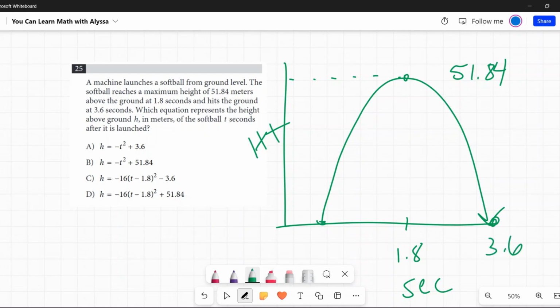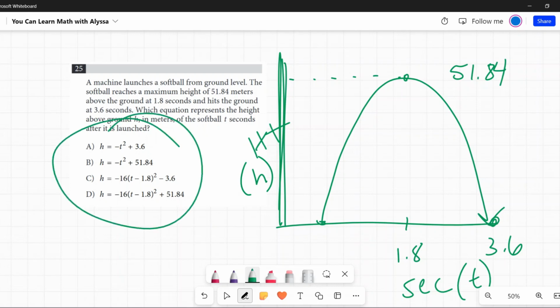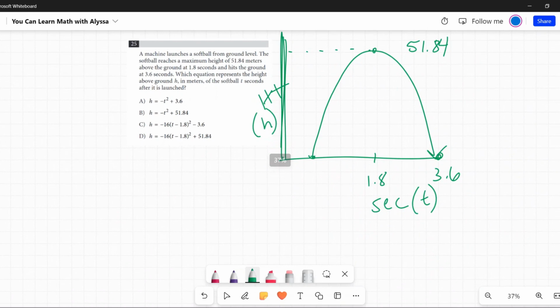Which equation represents the height above the ground, h, in meters of the softball, t seconds after it has launched? Okay, so height is h. Again, our y, that's our h. And then seconds is going to be represented by t for time. So looking at these equations, the easiest way I think to do this is to think about what I just discussed in number 24 about taking an equation and moving it left, right, up, or down based on how things change. It's going to be the easiest way out of this, I promise you. And not trying to figure out and do this math and be like, oh, what's the speed of velocity? Easy peasy, this way is easier.